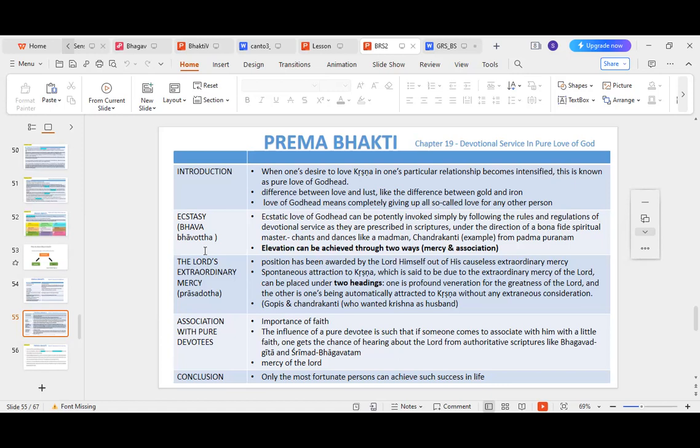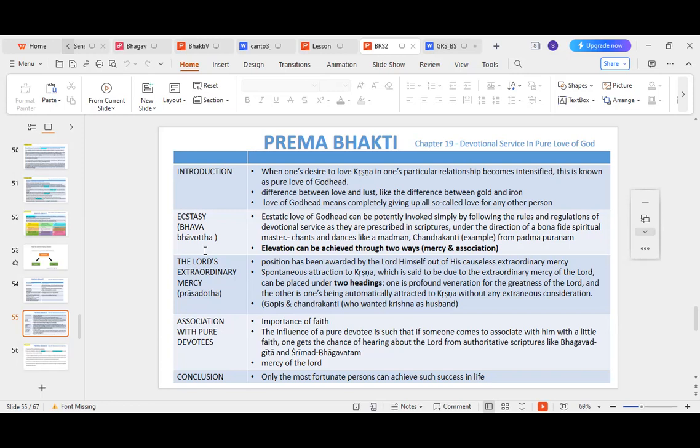He's giving some specific examples also. In the Padma Purana, there is a specific nice pastime called the Chandrakanti pastime, where she wanted to have Krishna as her husband. But for our understanding, what we need to say is what is meant by bhava bhakti, and from bhava bhakti through association, through bhavottama, we can get into prema, or through prasadottama, which is nothing but mercy.